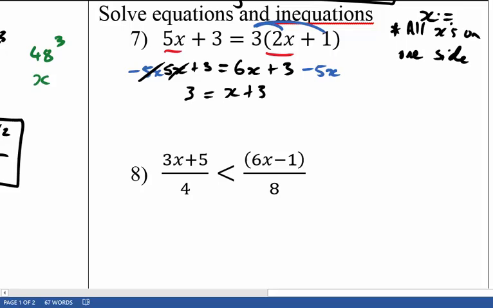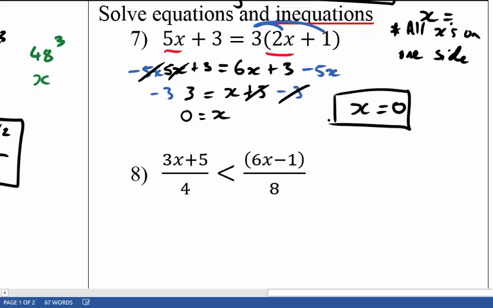Now I need to remember get to x equals. So what's in my way? That 3 is in my way. I need to get rid of that. To get rid of that, it's a positive 3, so I'm going to minus 3. I'm going to minus 3. These things here will cancel out. And 3 minus 3 is actually 0. So x in the end equals 0.